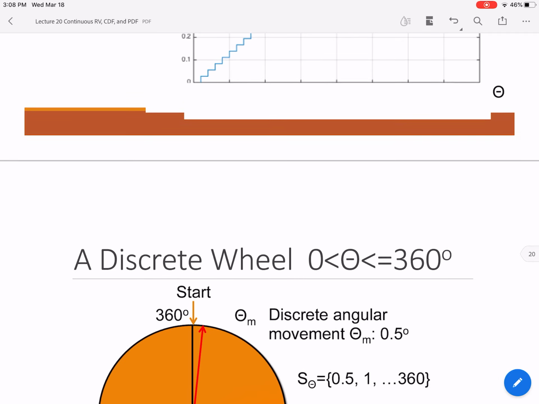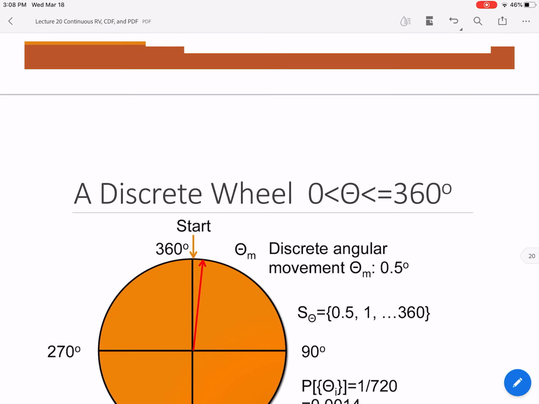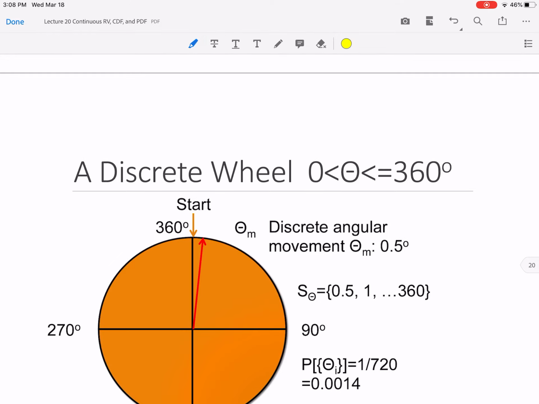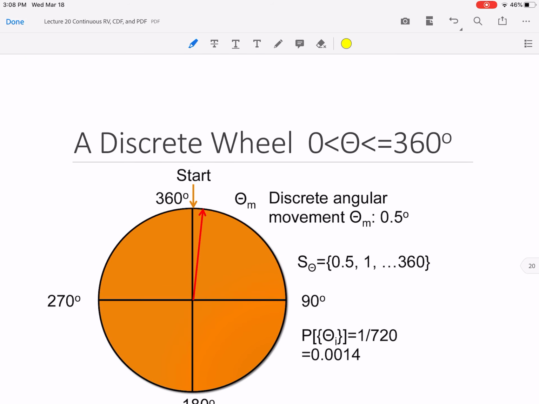Moving on, let's say that now I allow my pointer to stop at several possible angles between 0 to 2 pi or 0 to 360 degrees. Let's say that now my pointer can stop at 0.5 or 1 degrees or 1.5 or 2 degrees or 2.5 and so on all the way to 360. So there are going to be 720 such possibilities.